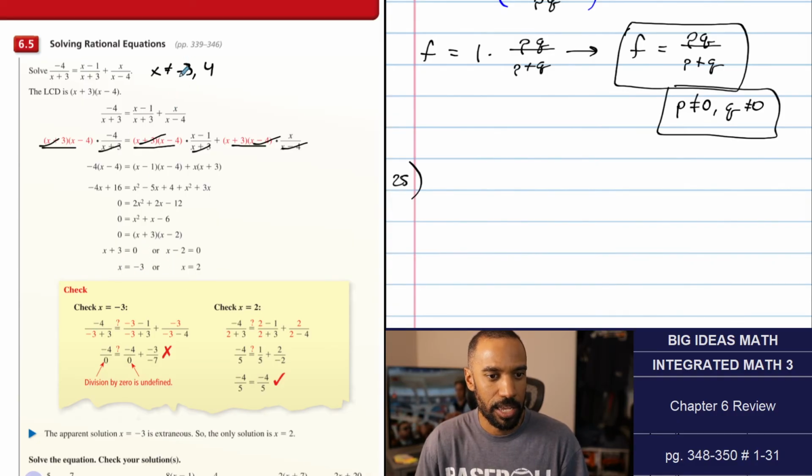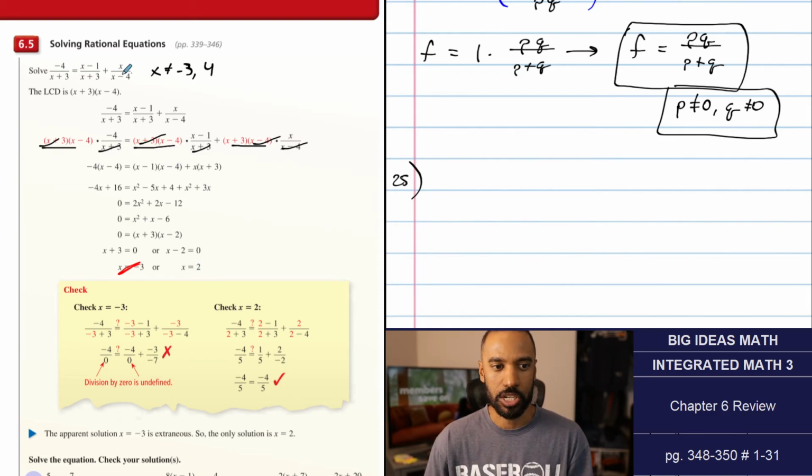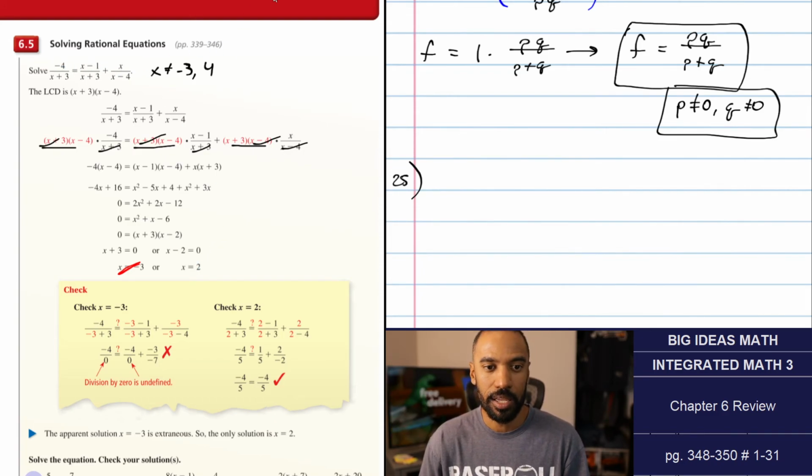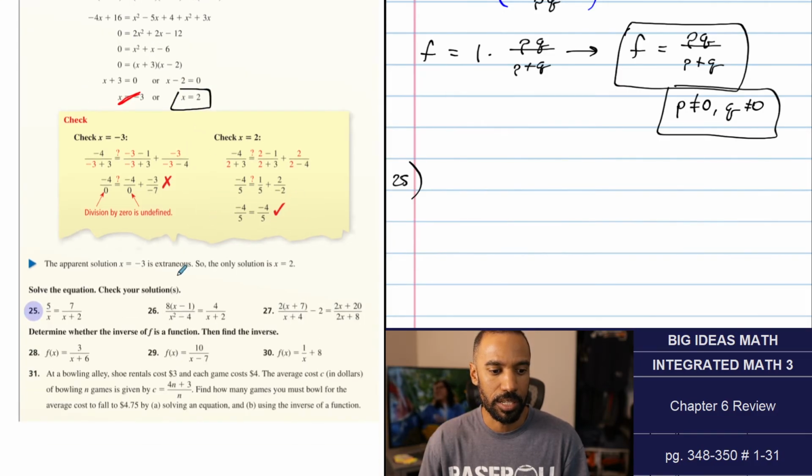Negative 3 is among them. Negative 3 is extraneous because that would lead to division by 0 in the original equation. 2 is fine. And if 2 is fine as far as extraneity goes, or non-extraneity, then 2 is fine as far as getting the correct number. So x equals 2 is the only solution to this thing. The apparent solution here is extraneous. The only solution is this guy.